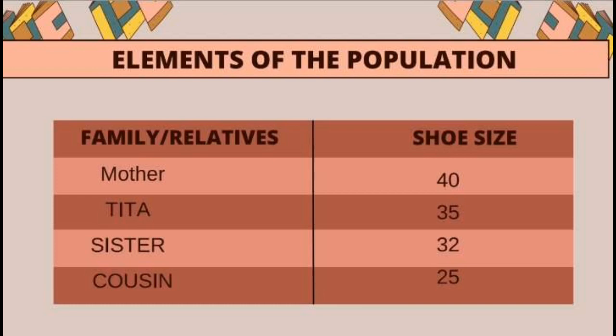As for us, we have my mom, tita, sister, and cousin. My mom's shoe size is 40, my tita is 35, my sister is 32, and lastly, my cousin is 25. For the actual process, there are 6 steps for us to get the mean and variance of the sampling distribution.